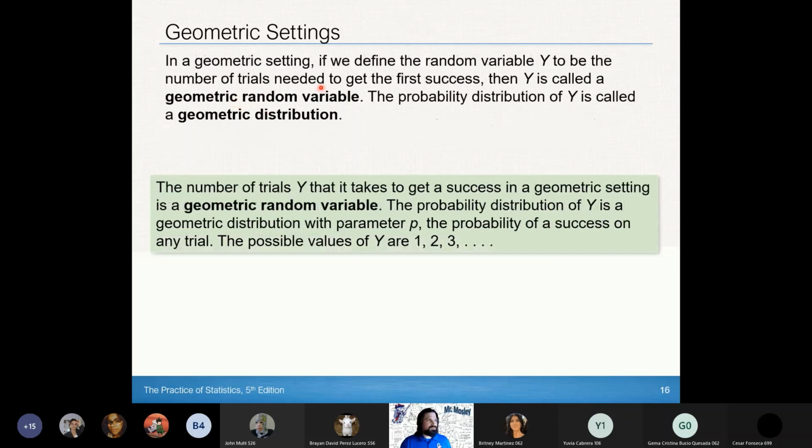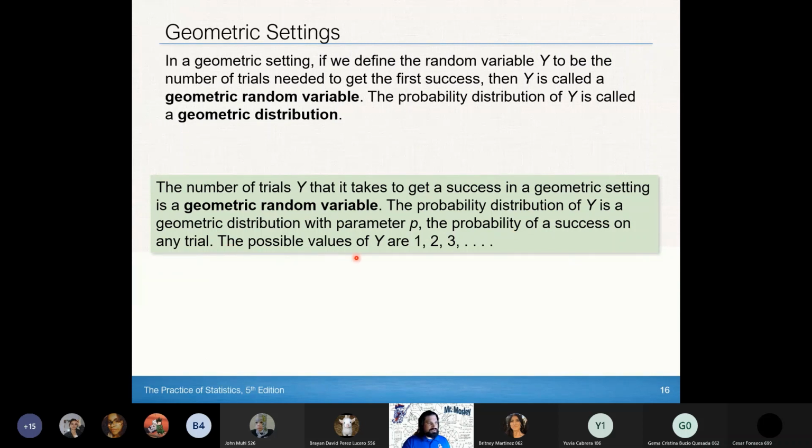In a geometric setting, if we define the random variable y to be the number of trials needed to get the first success, then y is called a geometric random variable. The probability distribution of y is called a geometric distribution. The number of trials y that it takes to get a success in a geometric setting is a geometric random variable. The probability distribution of y is a geometric distribution with parameter p, the probability of success on any trial.